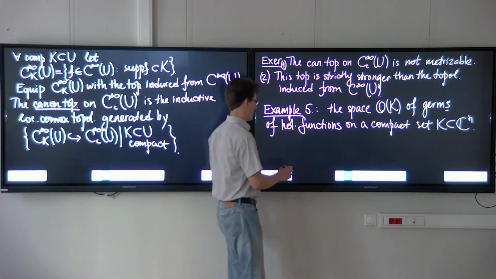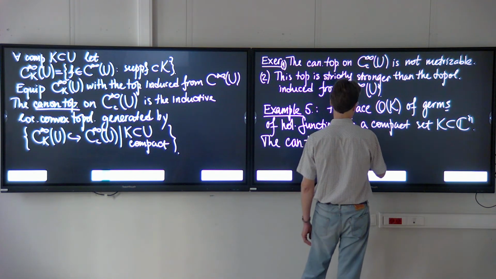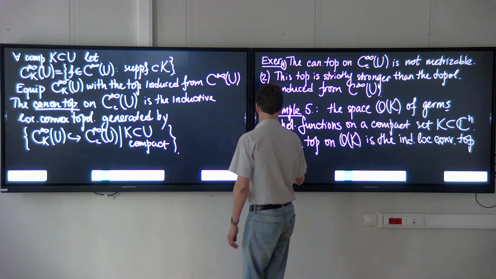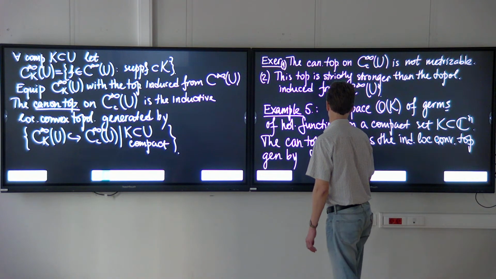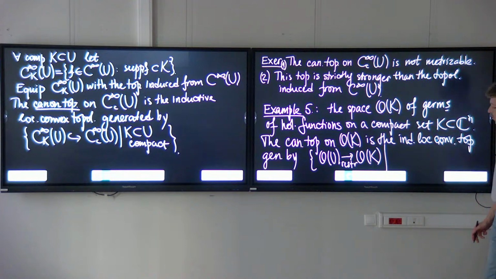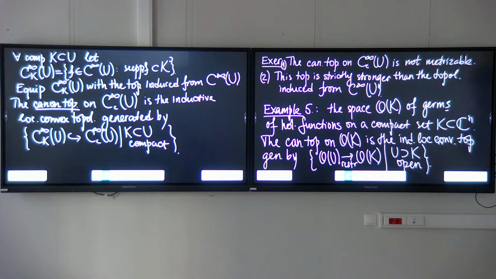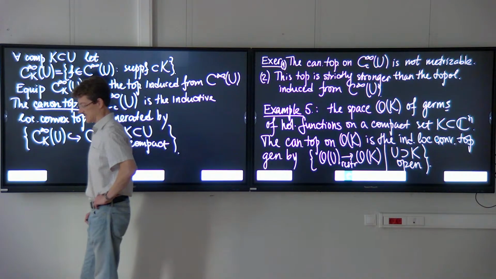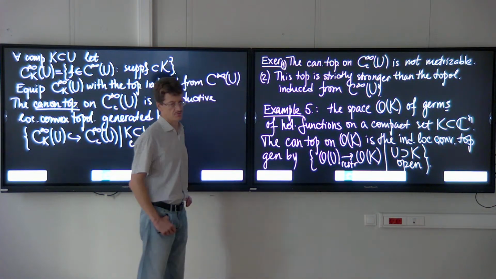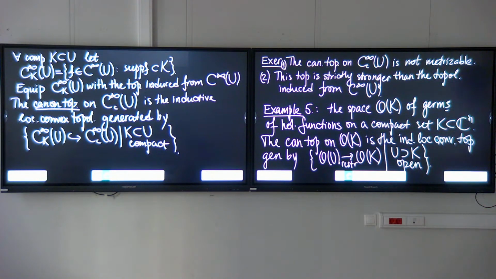The canonical topology on the space is again the inductive locally convex topology generated by the family of all restriction maps from O(U) to O(K), where U runs over the family of all open neighborhoods of K. So some details about this example will be given in the next exercise sheet. In particular, even in the case where K consists of a single point, so we have the space of germs of holomorphic functions at a single point, the space is not metrizable. This is also a useful exercise.